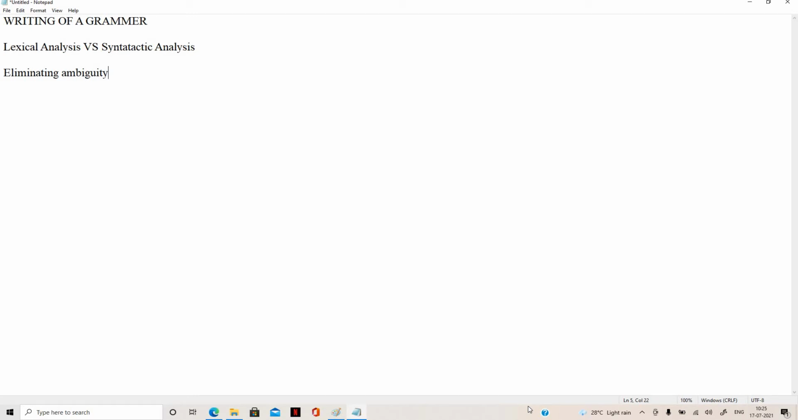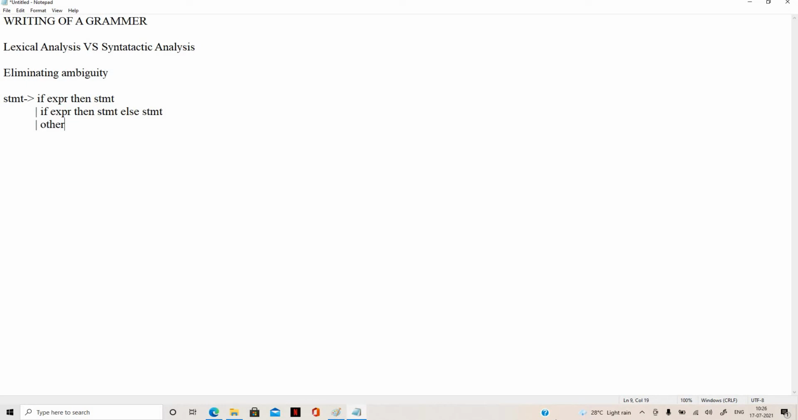So here we are going to take a small example. Assume I have one grammar like: statement goes to if expression then statement, or if expression then statement else statement, or other.